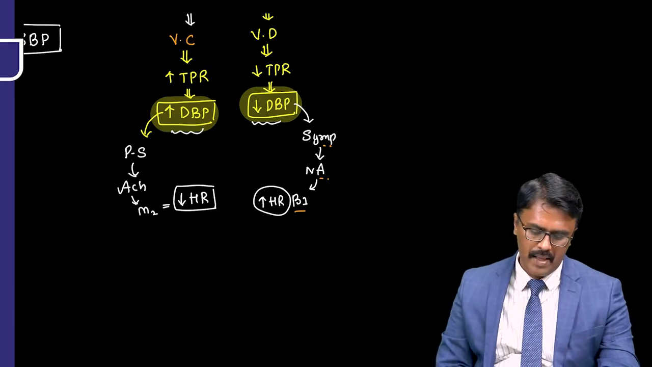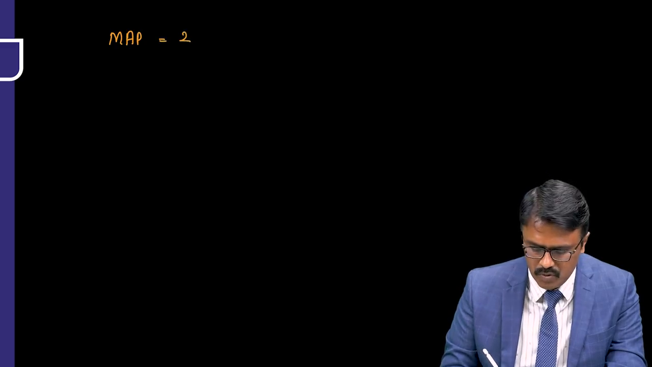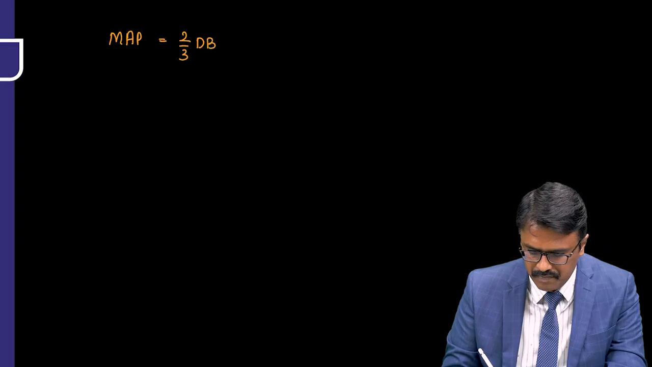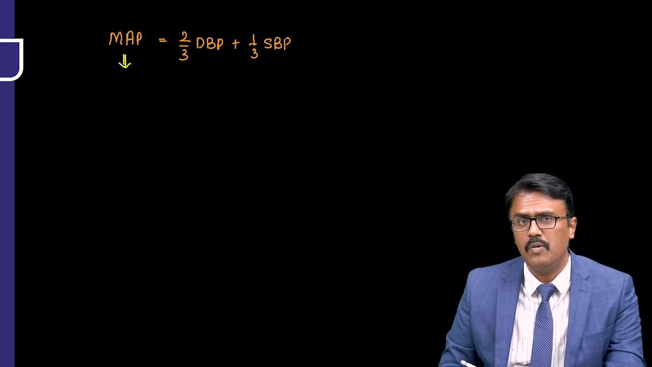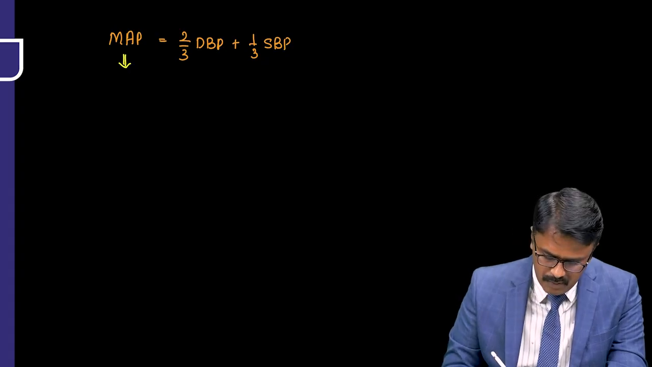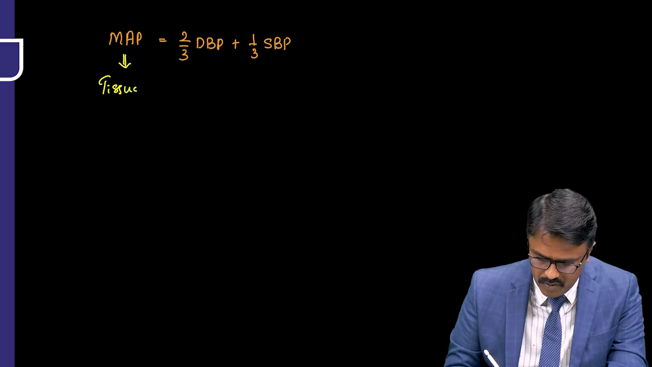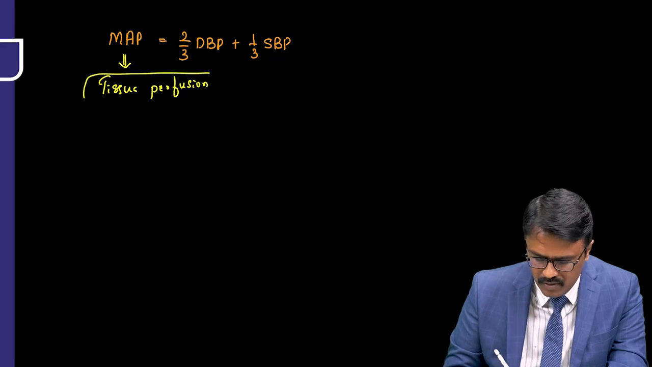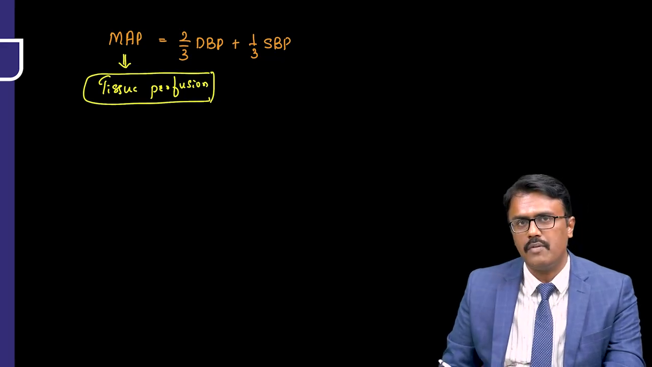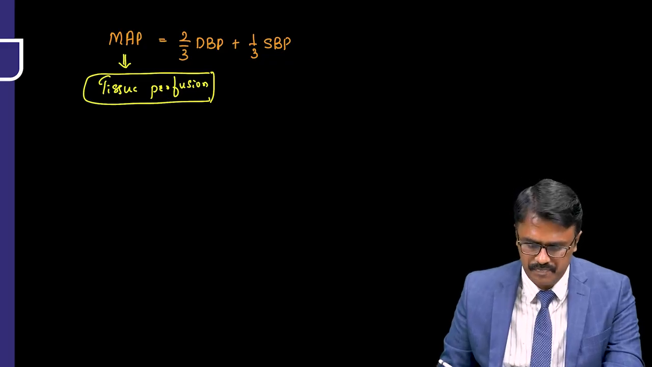Okay, fine. And now let us understand the formula, that is mean arterial pressure. Mean arterial pressure is given by 2/3 of diastolic blood pressure plus 1/3 of systolic blood pressure. Now, why do we require this mean arterial pressure, which is around 70 to 110 millimeters of mercury? This will denote the tissue perfusion. So, if it is normal, then the tissues are perfused well. So, whenever we use the drugs for shock, we monitor this mean arterial pressure.